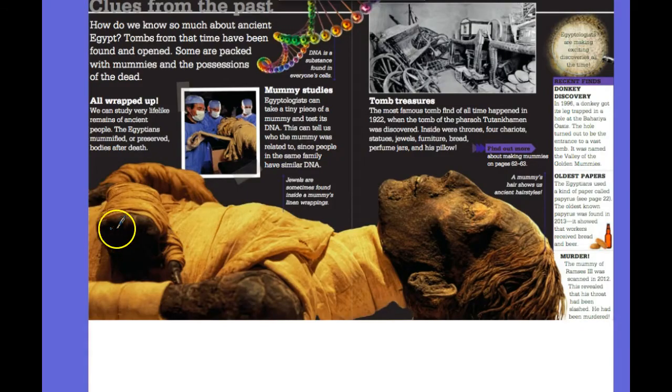So I want to take a look at this book. This is a book about mummies. The guy's kind of creepy looking in my opinion. But look at how there's these different chunks of text all over. So we have this topic up here, clues from the past, in this little introduction paragraph. And then there's all these different little paragraphs with these little subheadings that talk about these different pictures. Here's a caption to this picture down here.